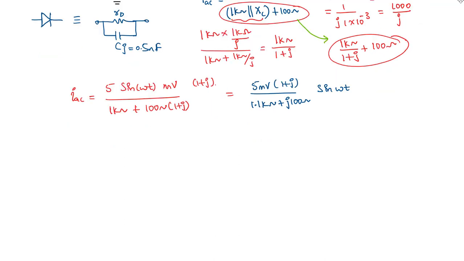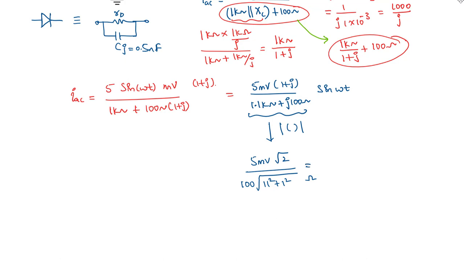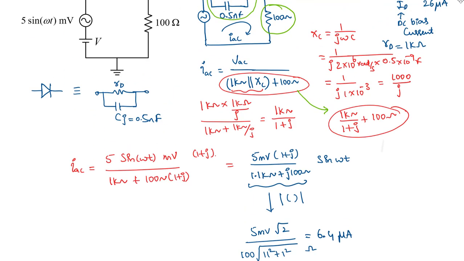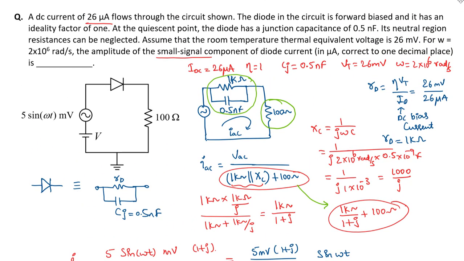Now what is asked in the question is the amplitude of the AC current. That amplitude will be the magnitude of this component. The magnitude of this value will be equal to 5 millivolts times the magnitude of 1 plus j, which is square root 2, divided by, let's take the 100 out, 100 times square root of 11 square plus 1 square. Of course, here we have ohms. This will be equal to 6.4 microamperes. So the amplitude of the small signal component of diode current in microamperes is 6.4.